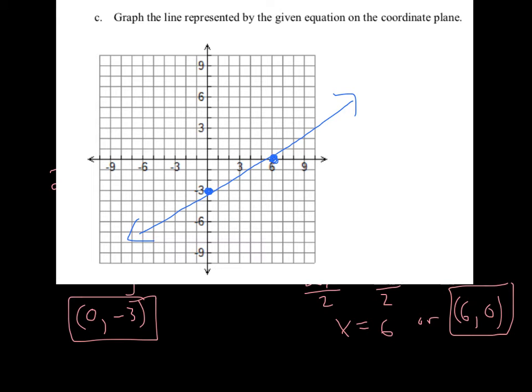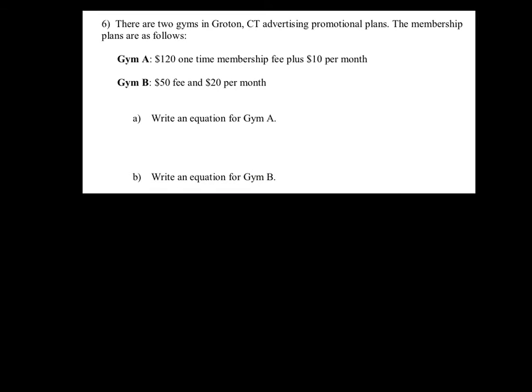And that's it. There are 2 gyms in Groton advertising promotional plans, and the membership plans are as follows. Gym A has a $120 one-time membership fee plus $10 per month, and Gym B has a $50 fee, right? It should say one time, it's assumed, and $20 per month. So write the equation for A and B.